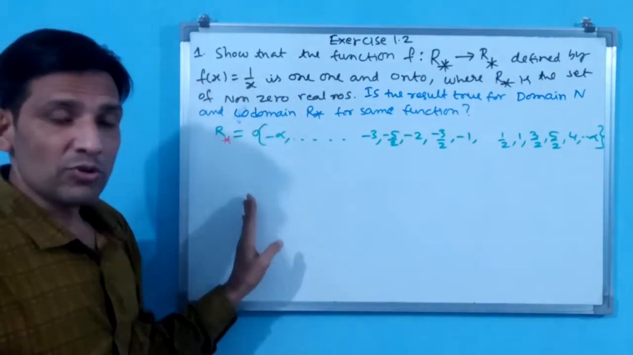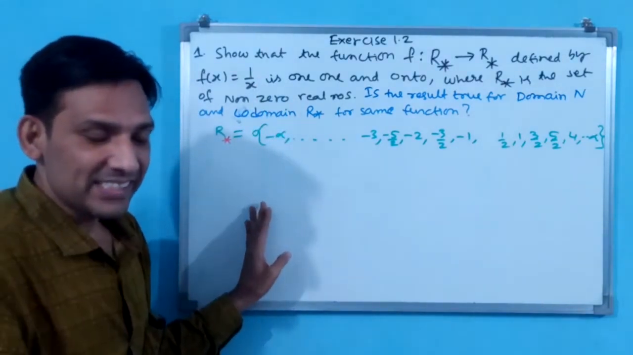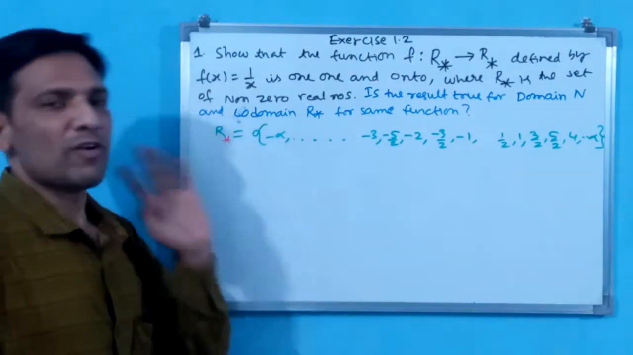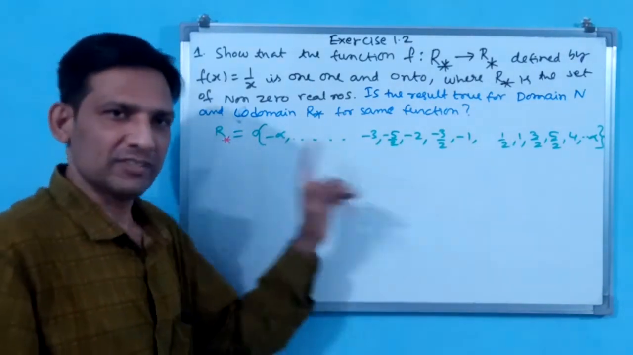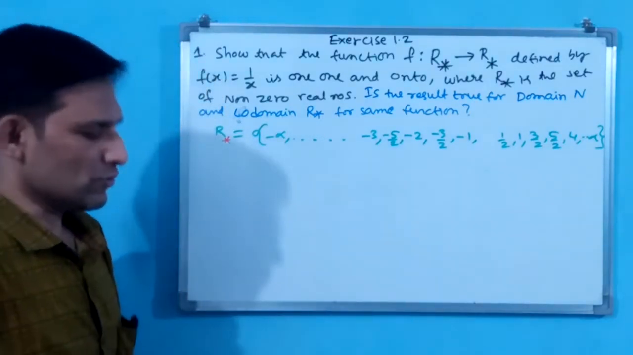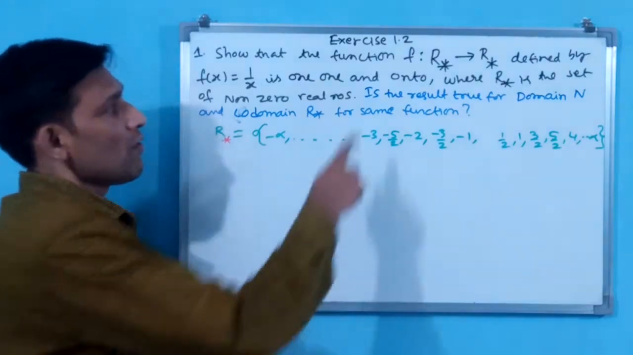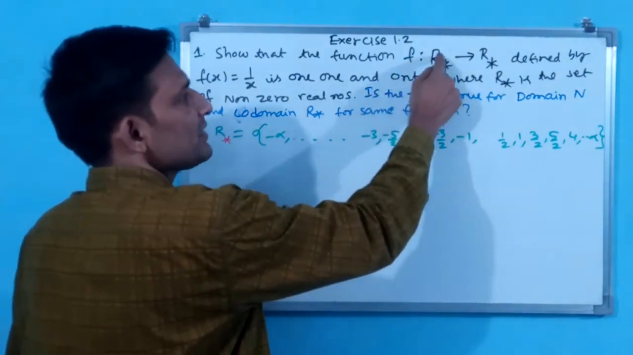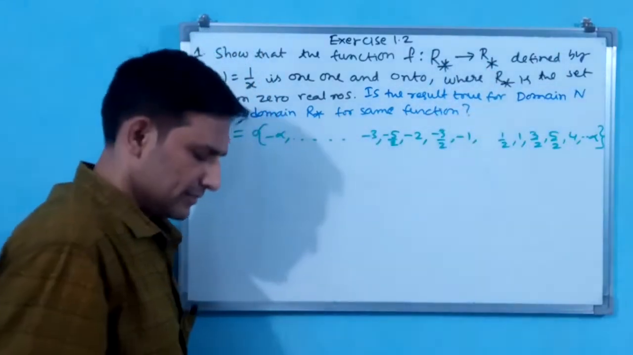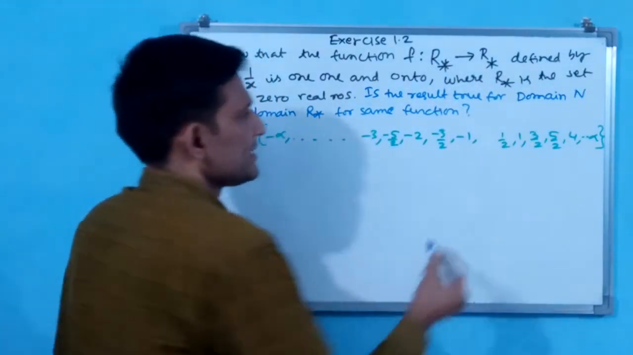This function we have to show as onto, one-one function. That means injective, surjective function. That means bijective function. Like that we have to show. Okay, see here, what is the relation? Relation means R star to R star. That means all elements are there in both. That you have to keep in mind.